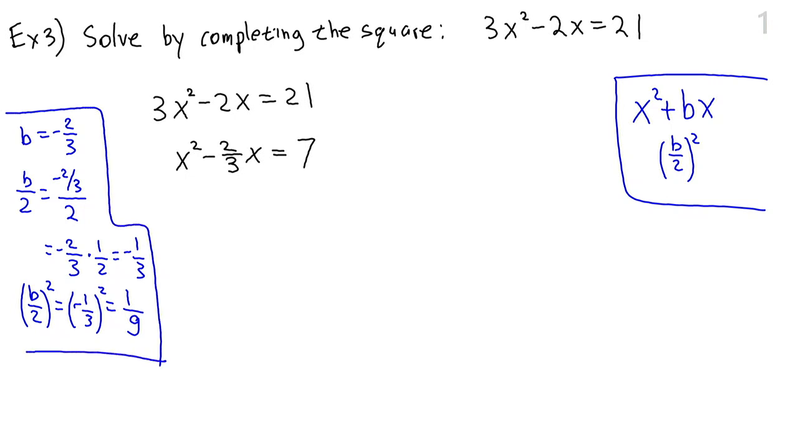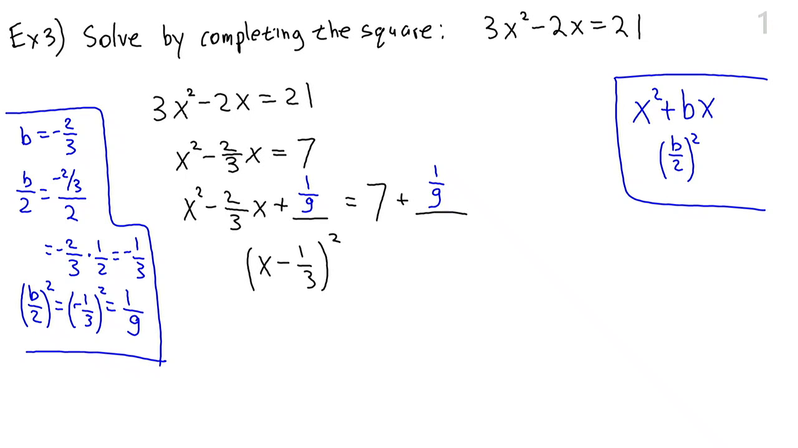So now I know what I need to add to both sides to make this work. I'm going to add 1/9 to both sides. Now on the left-hand side, I have a perfect square, namely x minus 1/3 squared. You can always double check: x times negative 1/3 twice is going to be negative 2/3 x, and negative 1/3 times negative 1/3 is positive 1/9. On the right, 7 plus 1/9.